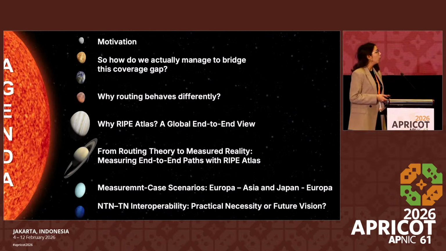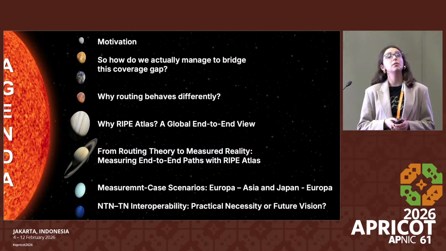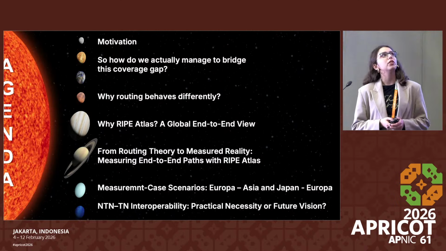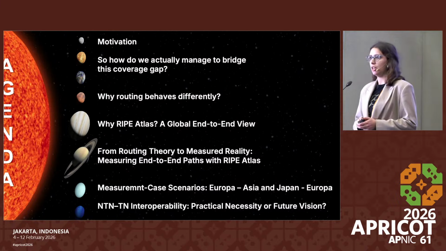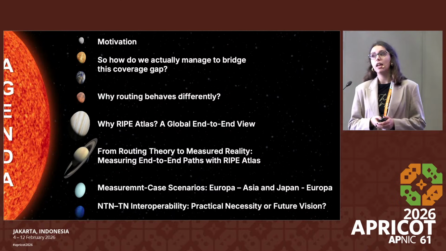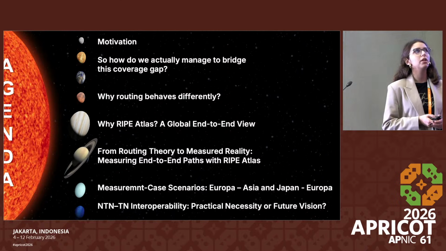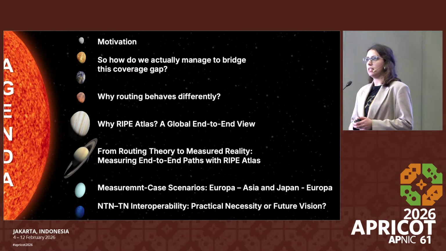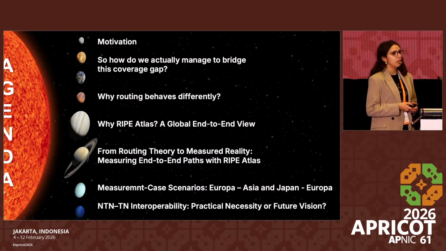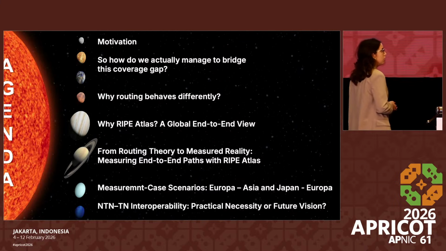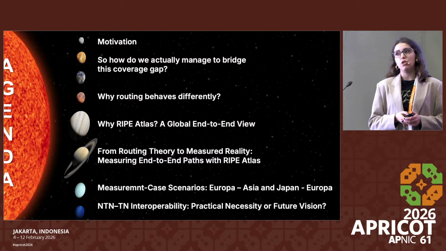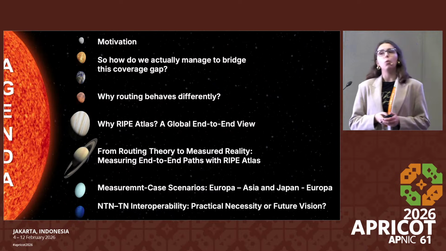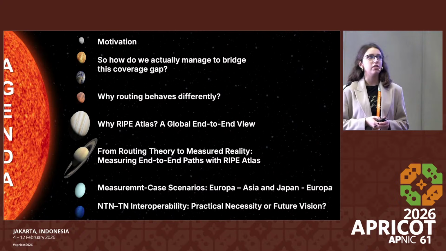So, what will we learn on this journey? What is the motivation of expanding satellite communication? Thus, we have a huge gap here with terrestrial networks, and how do we cover this huge gap? Why does routing behave differently in satellite communication, why I chose RIPE Atlas as a useful tool to measure these things, and what are my use cases and how I show why we need to think about non-terrestrial and terrestrial network interoperability in the future.